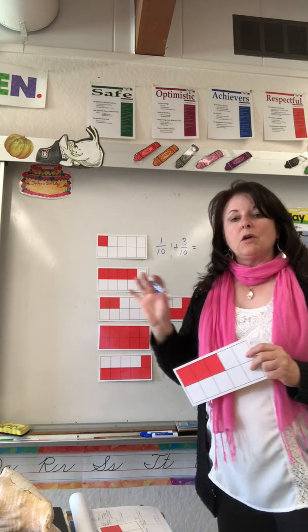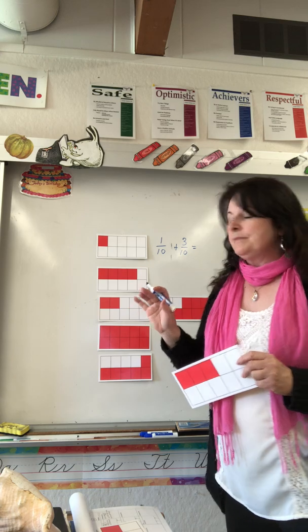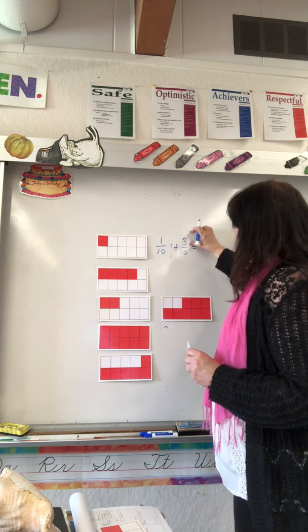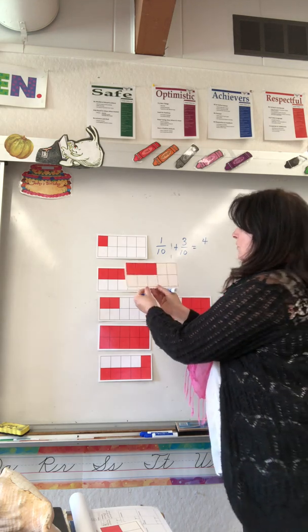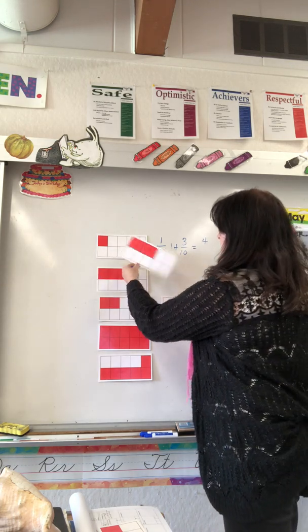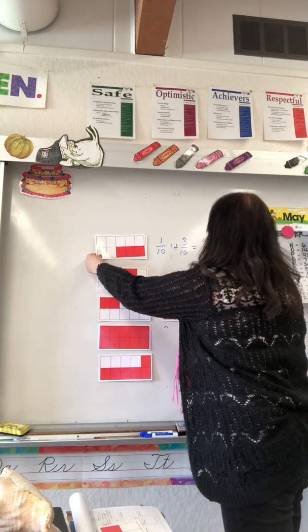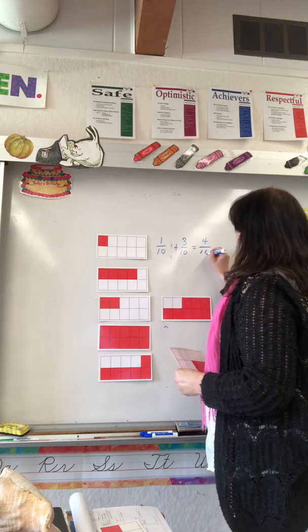And remembering that we only add our numerators. So 1 plus 3 is 4. That is how much we have out of 10. We're not adding the other bits and pieces. So this would go onto the frame like this, and of course we've got that 1 there. So it is 4 out of 10.